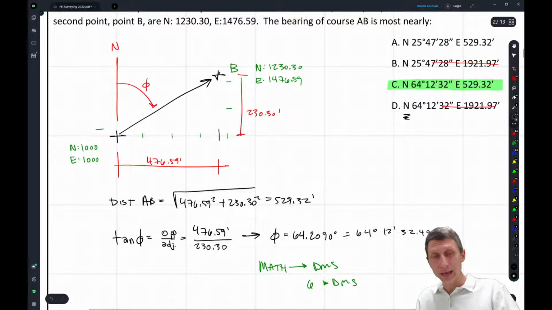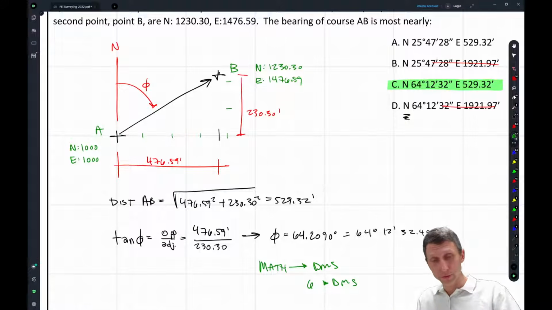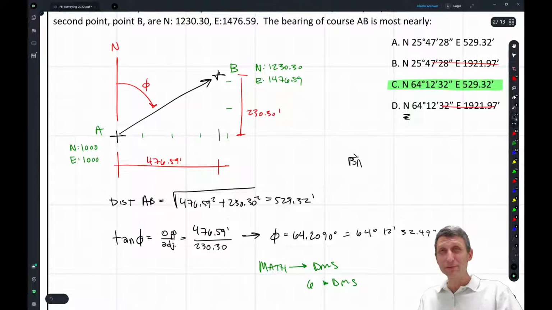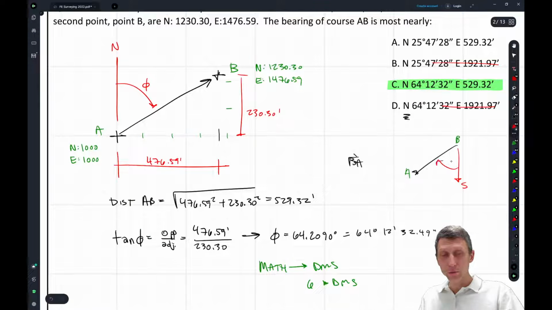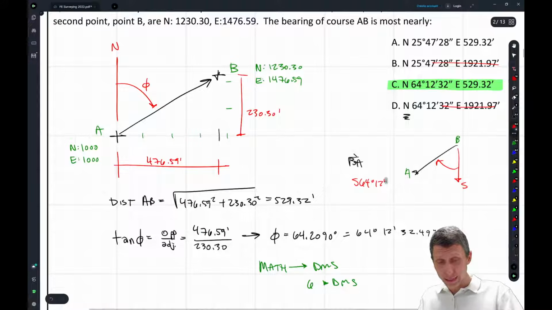or if we were going from B to A. So the bearing from B to A would have the reverse angle as well, because now we'd measure. Let me just draw B to A over here. So B to A would be like this, right? If we had B up here and A down here, now we're measuring from the south over to the west. Does that make sense? So it's the same angle, but B to A would be south 64 degrees, 12 minutes, 32 seconds west.